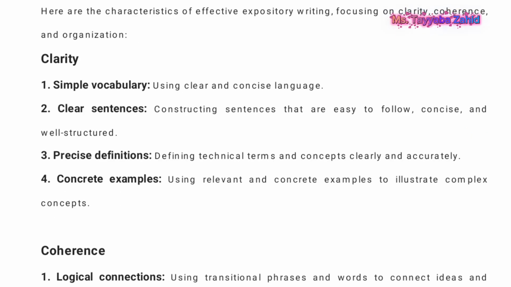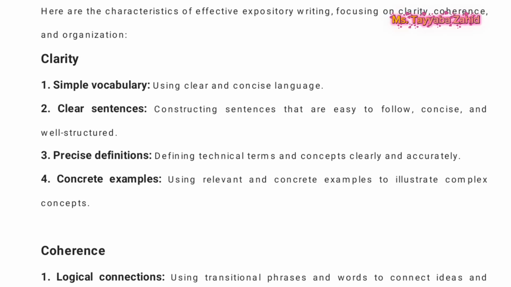Clarity means that your text should be clear, should be open-ended, should be to the point. You have to use exact vocabulary. Your sentences are clear. You provide clear-cut definitions. You provide exact concrete examples. So let's start. Clarity includes simple vocabulary, using clear and concise language. Just avoid ambiguity. Avoid words which create ambiguity in your text.